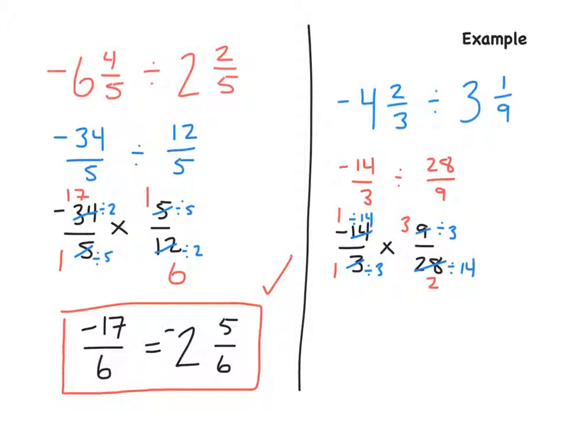So now we can multiply straight across. Remember, we have that negative sign, so negative 1 times 3 is equal to a negative 3, and 1 times 2 is equal to 2. So now we have an improper fraction of negative 3 halves, or -3 over 2. If we write that as a mixed number, it would be negative 1 and 1/2. Either of these options are correct.